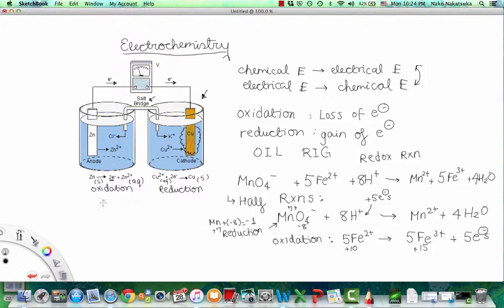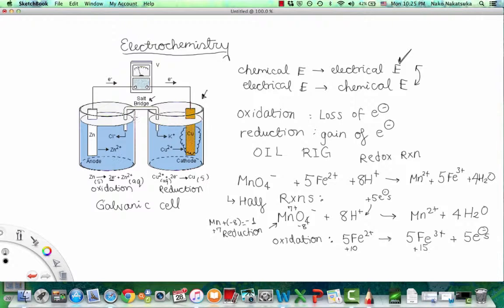So this is an example of a galvanic cell. And what it's doing is it's changing chemical energy to electrical energy, like I showed you right here, and that's the whole point of electrochemistry. And so this chemical reaction of oxidation and reduction is creating electricity.